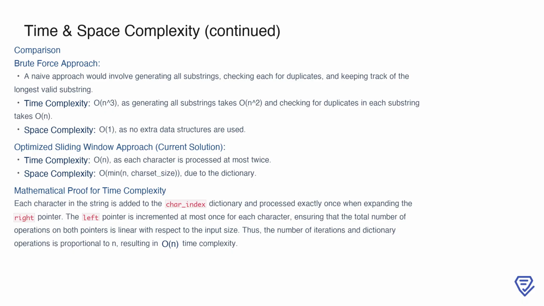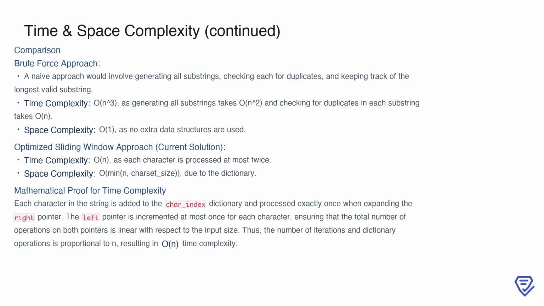The brute force method involves generating all substrings of the input string, checking each for duplicates, and then keeping track of the longest valid substring. This results in a time complexity of O(n cubed), as generating all substrings takes O(n squared), and checking for duplicates in each substring takes O(n). On the other hand, the optimized sliding window approach processes each character at most twice, resulting in a time complexity of O(n). In terms of space complexity, the brute force approach uses no extra data structures, so it is O(1), while the sliding window approach requires O(min(n, charset_size)) space for the dictionary.